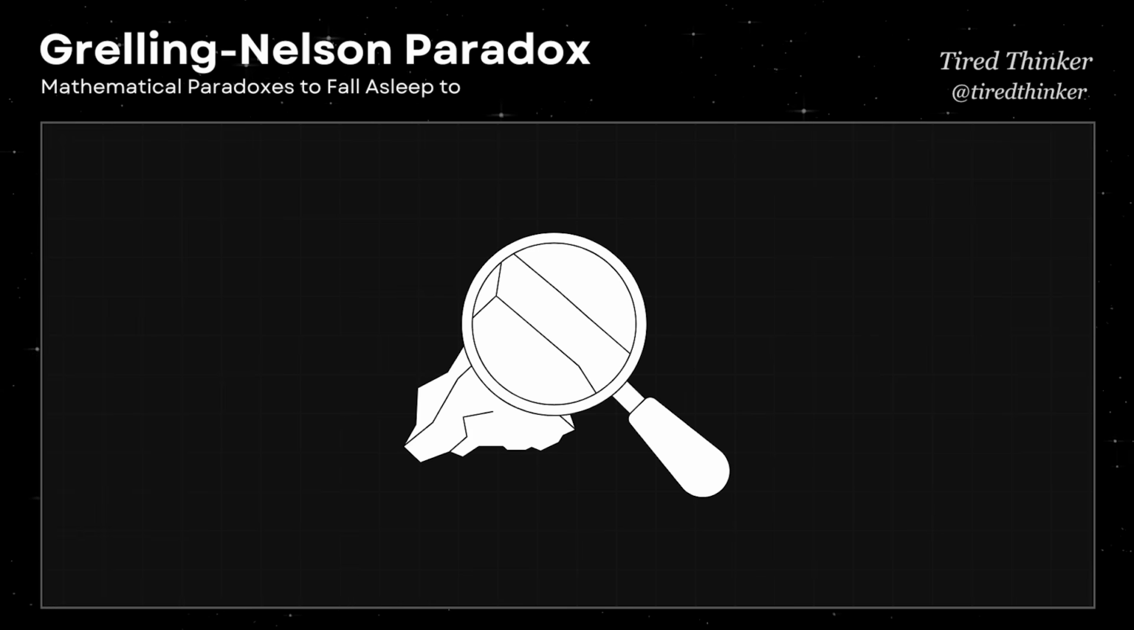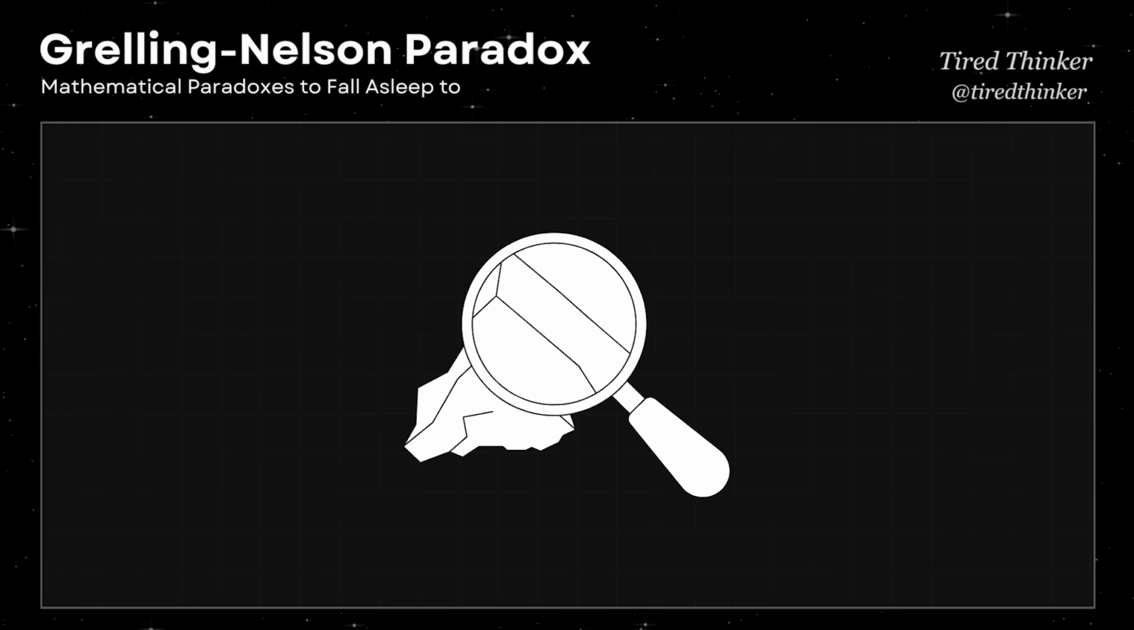However, the problem appears when considering the other possibility. If heterological is not heterological, then it must be autological. That means it must describe itself. But the definition of heterological is that it does not describe itself. So if it describes itself, it must not be heterological. That creates a contradiction. It cannot be both heterological and not heterological at the same time.